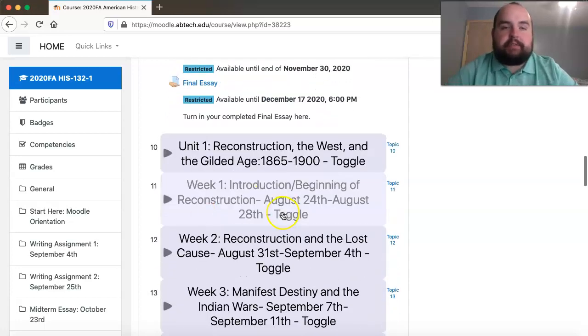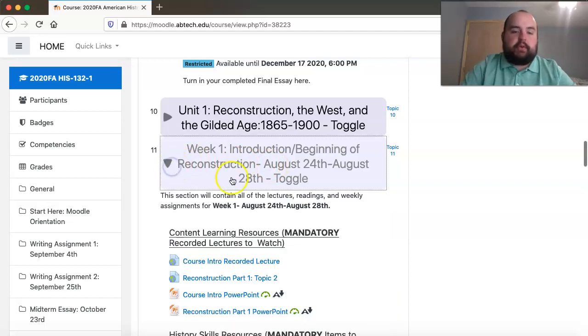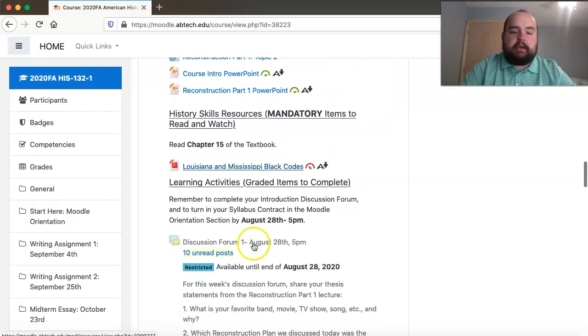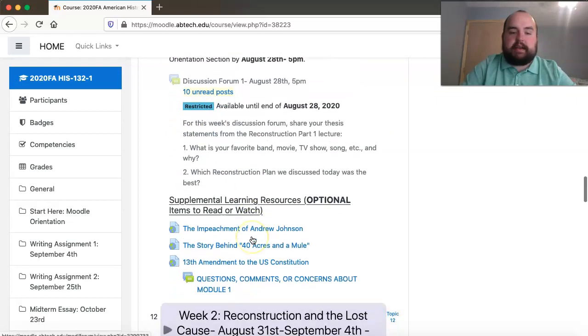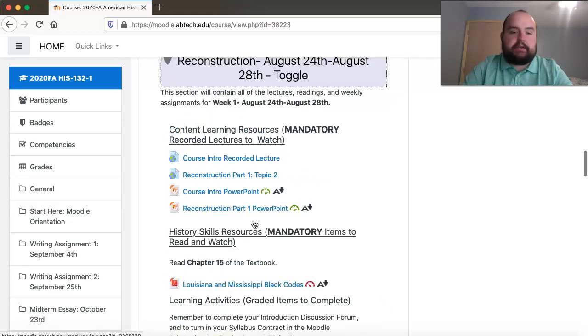Below that, you'll just have your weekly stuff. This is where I'm going to post the readings, lectures, and weekly assignments for every week. So I'll just go over week 1 again. Your lectures will be here. Your readings will be here. Your discussion forum stuff is right here. And any extra stuff you can use for assignments is also down here as well.